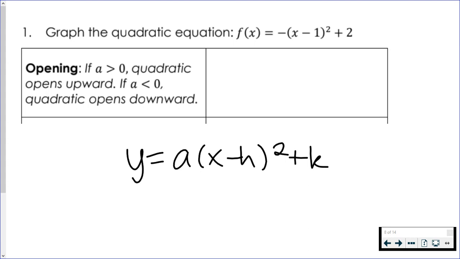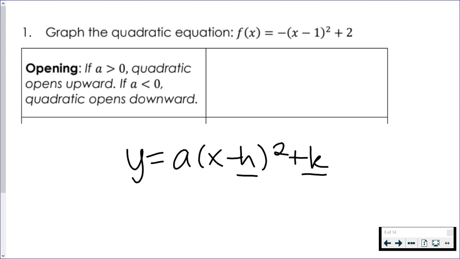This is your vertex form. You can probably guess by the name what's going to be easy to find in vertex form. H and K have to do with your vertex. If you know your transformations of functions, hopefully you remember what makes them move left and right and up and down. That H value indicates a shift left or right. That K value indicates a shift up or down.